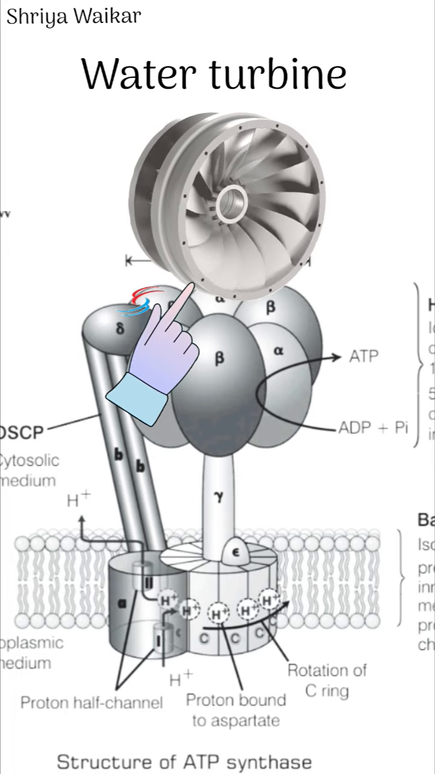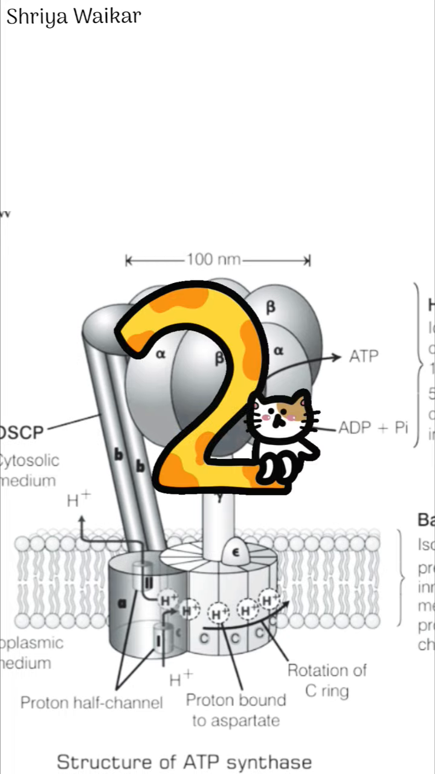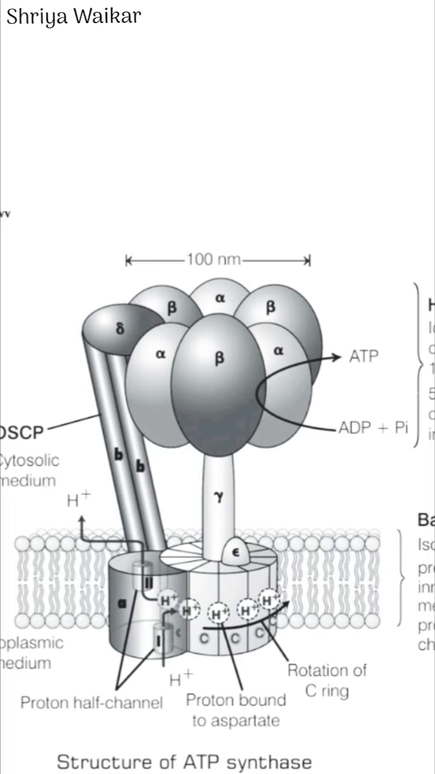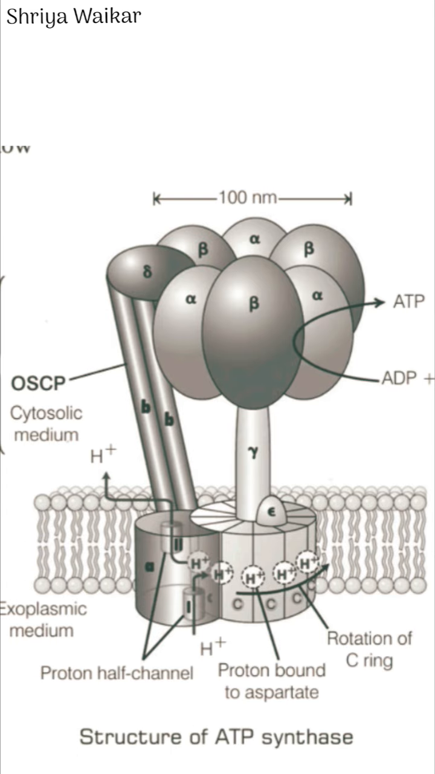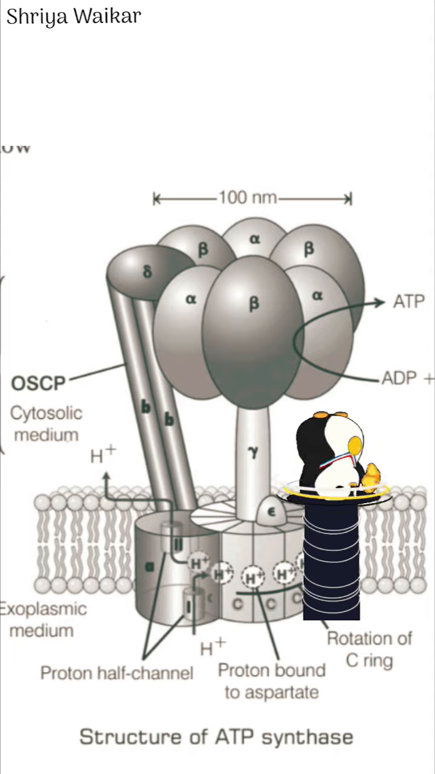So let's learn the structure of ATP synthase. It has two main parts. The F0 portion is inside the inner mitochondrial membrane and acts like a proton channel. It has an alpha subunit that forms the proton half channel. There is a beta subunit which acts as a stator that keeps the part stationary. There is a C ring, which is made of multiple C subunits. They are arranged in a circle, and this ring rotates when the protons are flowing.